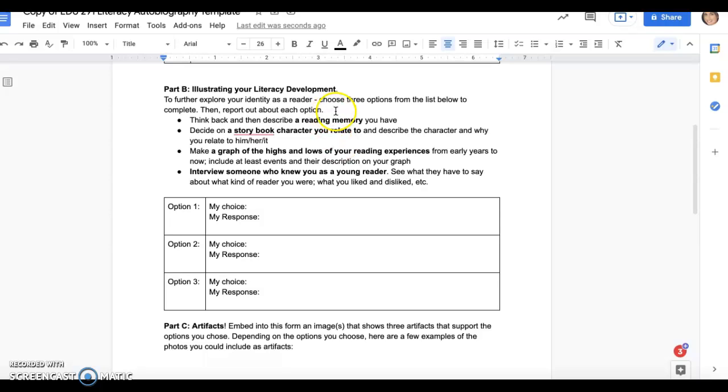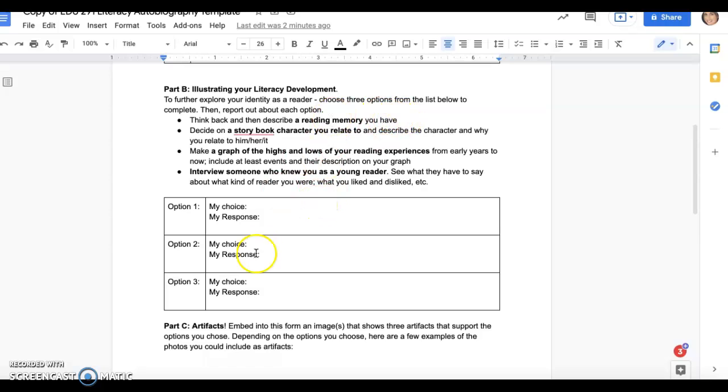So that was Part A. Part B allows you to explore your literacy development and illustrate it. You are going to choose 3 options from below out of the 4, and then report on each one. Your choices are: think back and then describe a reading memory that you have. This can be a memory as a child. Maybe you enjoyed being read to as a child. This can be something that happened in school that was a wonderful memory, something that happened in your adult life, any kind of memory that you have.